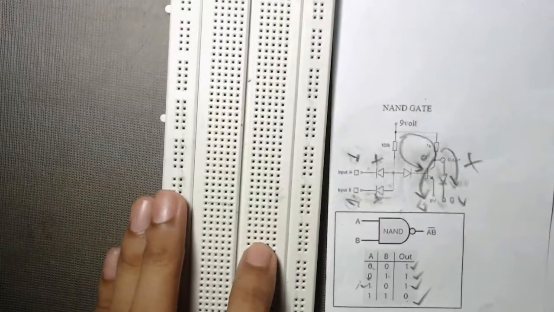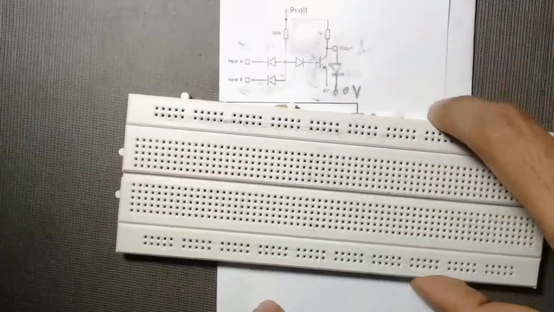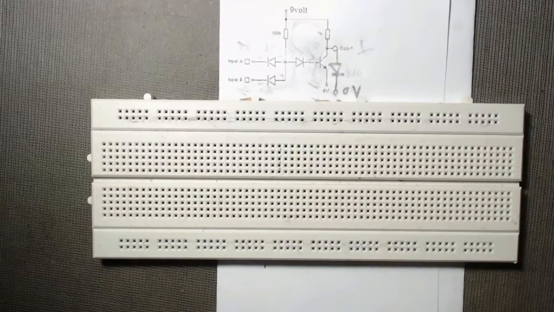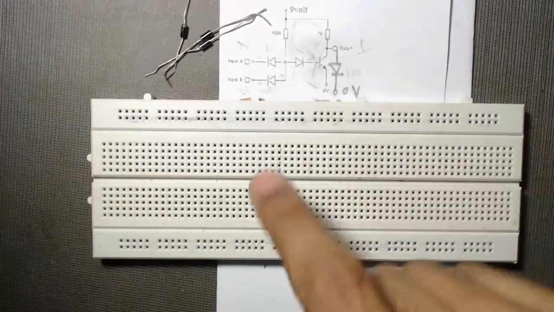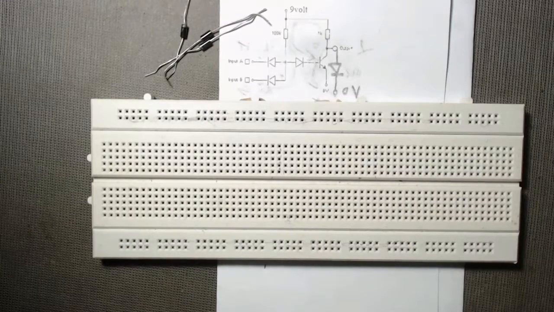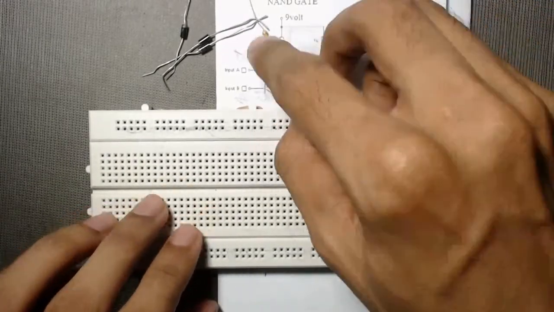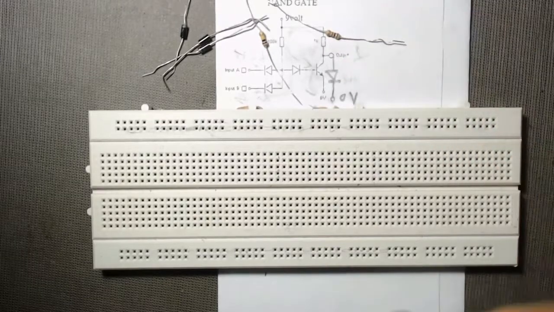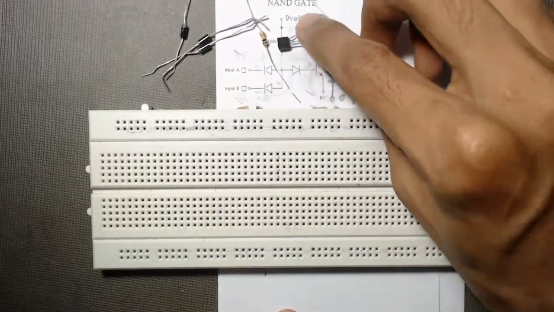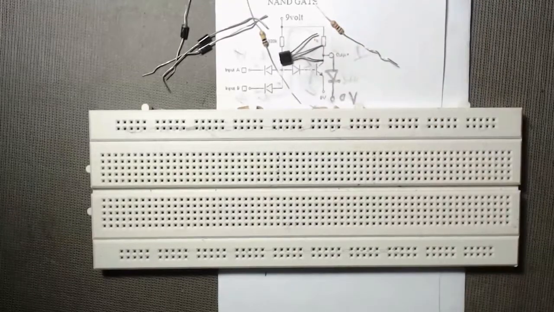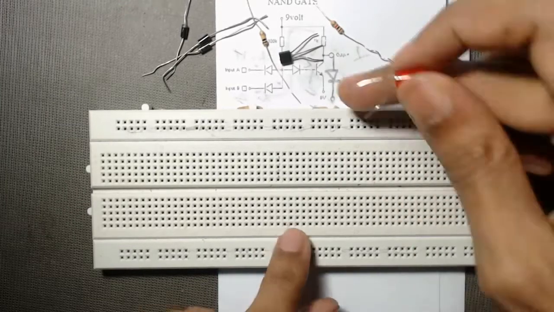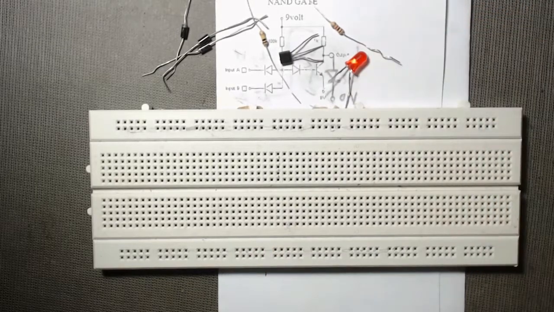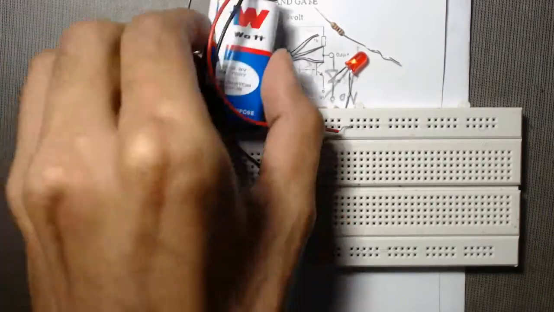Now we will implement it on the breadboard. To implement this circuit on breadboard, we need a breadboard, then we need three diodes. We are using 1N4007 diodes, then a 100k resistor, this one, then a 1k resistor, one NPN transistor. Here I am using BC547. You can use other types of NPN transistor, BC548, BC549. Then we need an output LED. We are using here a 5mm LED. You can use 10mm or 3mm LED, and some connecting wires and a 9-volt battery.